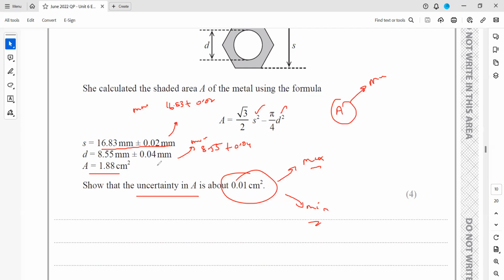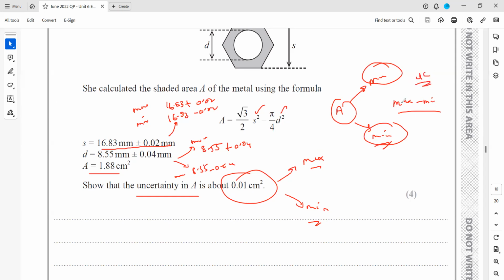The second thing, you can also get the minimum value. How do we get the minimum value of A? For the minimum value of S, it is 16.83 minus 0.02. This will give us the minimum value for S. And the same thing, 8.55 minus 0.04, will give us the minimum value for D. And then you substitute. Don't forget to convert the unit. This will give us the minimum value for A. So we have the maximum value and the minimum value. When we subtract the maximum minus the minimum, what we get will give us the uncertainty in the value of A, like how much variation can happen for the value of A.